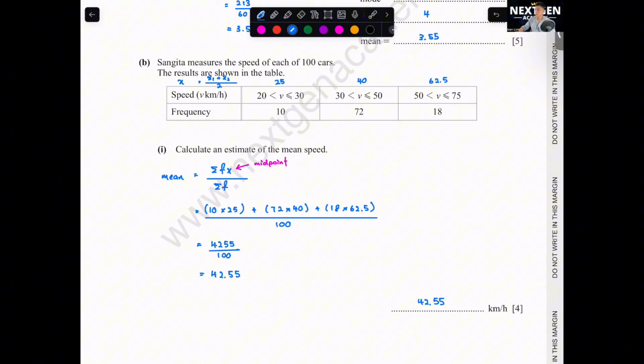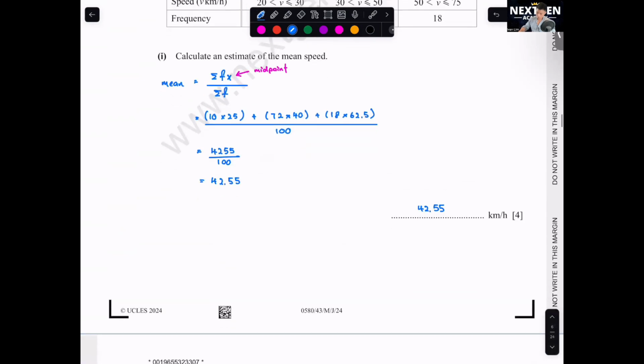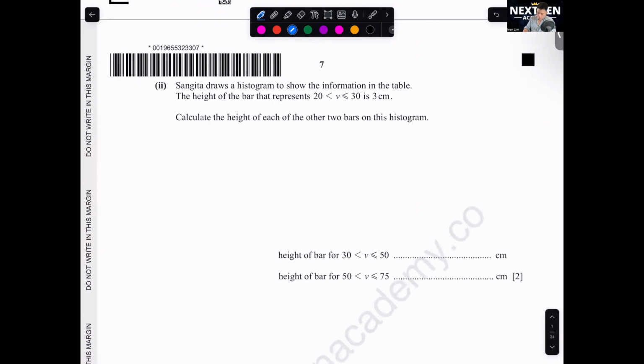Let's go. Next one. Sangeeta draws a histogram. Keyword: histogram. What's the formula for histogram? The height of the bar that represents 20 to 30 is 3 cm. Calculate the height of the two other bars of the histogram. The moment you see the word histogram, you write down this formula: FD equals F over CW. Frequency density is equal to frequency over class width.